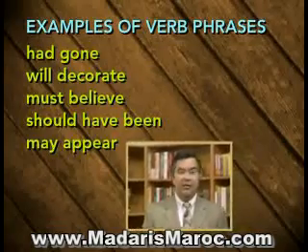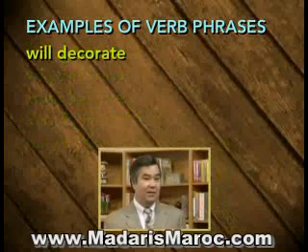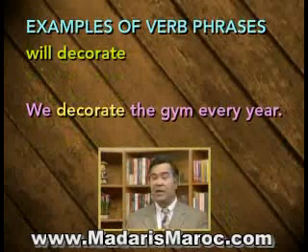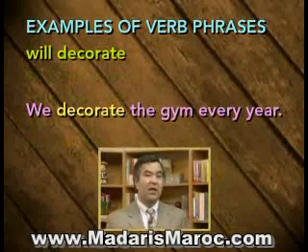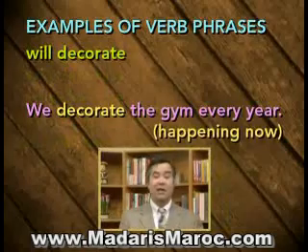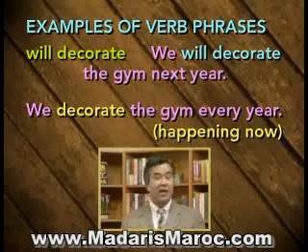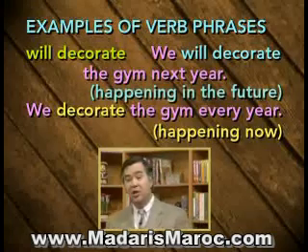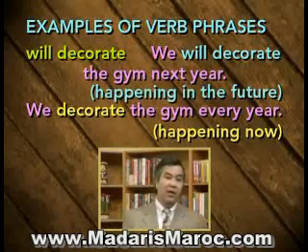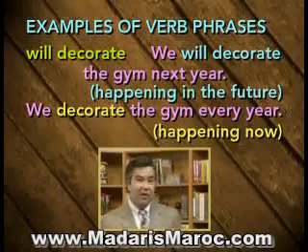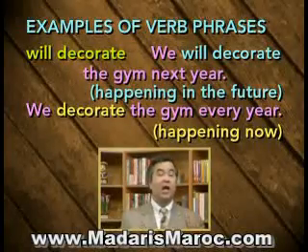Take, for example, the verb phrase, will decorate. When I say, we decorate the gym every year, we're talking about something that's happening now. But when we say, we will decorate the gym next year, we're talking about something happening in the future. So the helping verb, will, changes the meaning of the main verb by expressing a particular time when the event will take place.